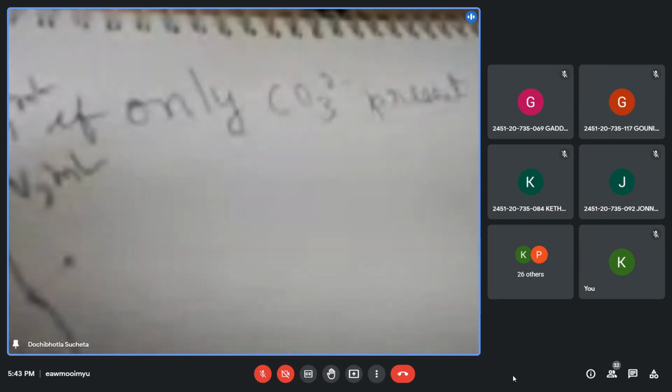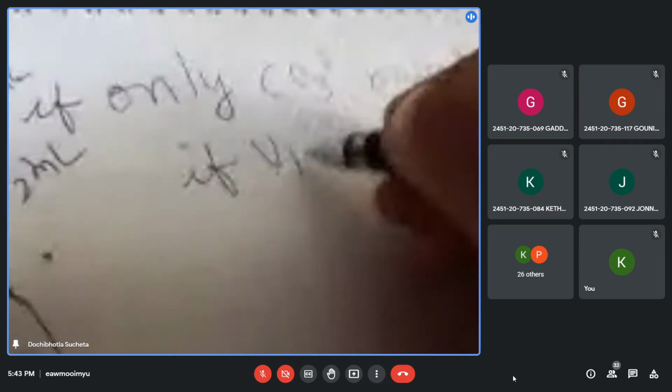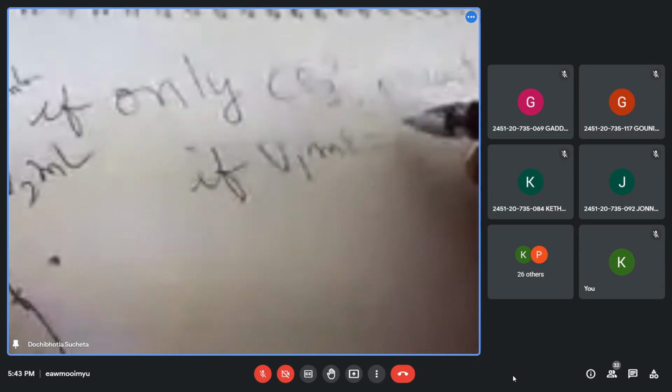So, what will happen if V1 ml is equal to V2 ml?